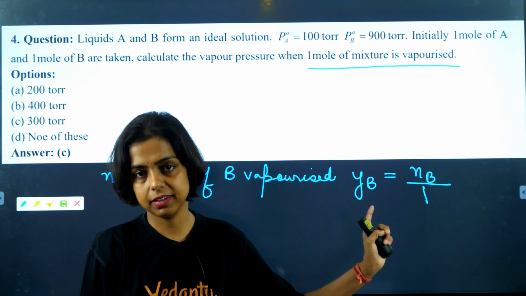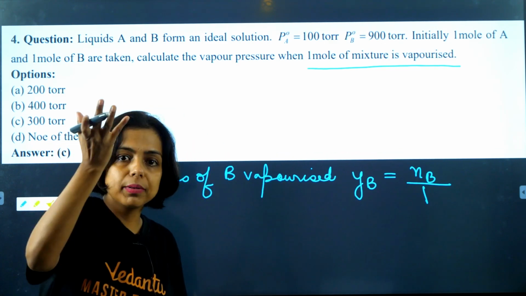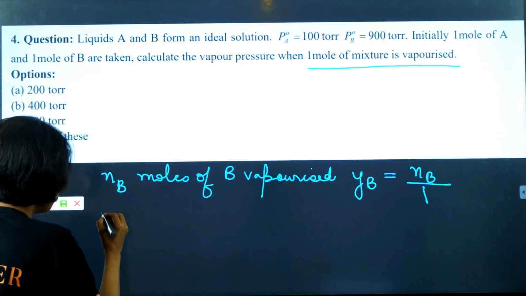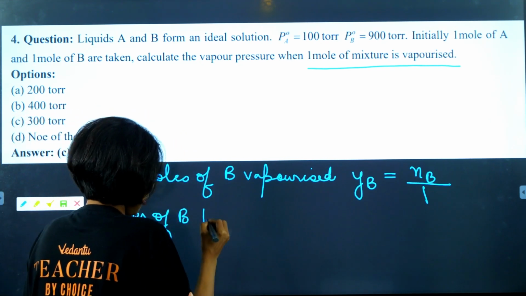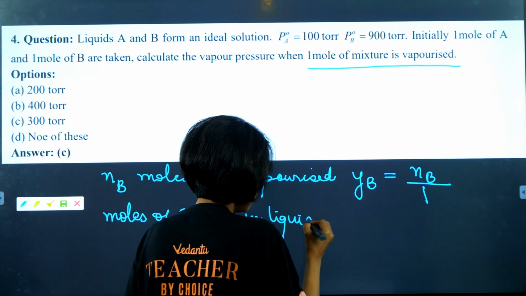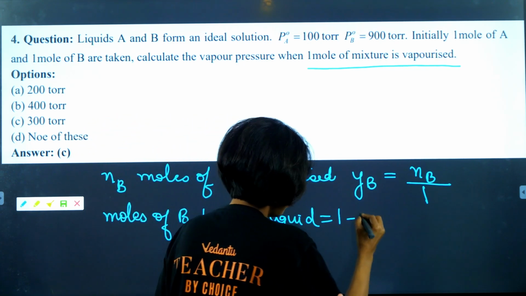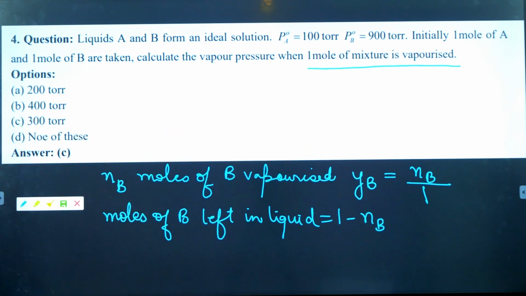This is YB, right? So if NB moles are vaporized from the liquid, the moles of B remaining in the liquid, left in solution. Initially there was 1 mole of B and out of that NB moles are vaporized. So I have 1 minus NB moles that are there in the solution, right?